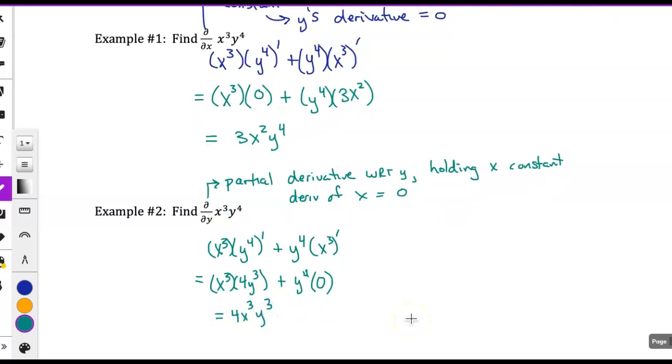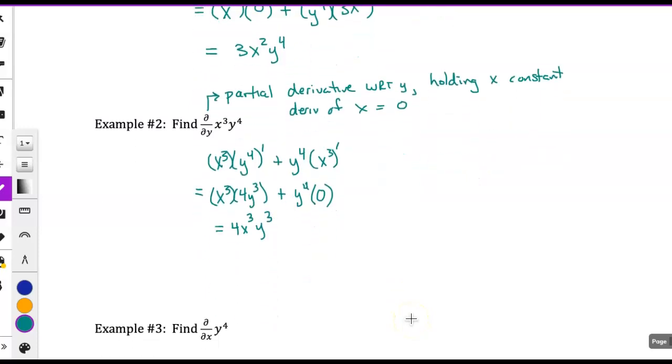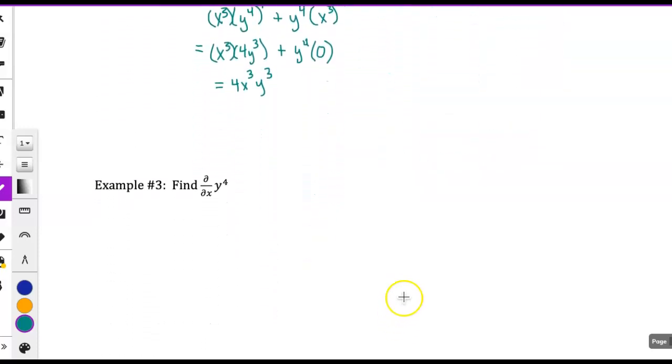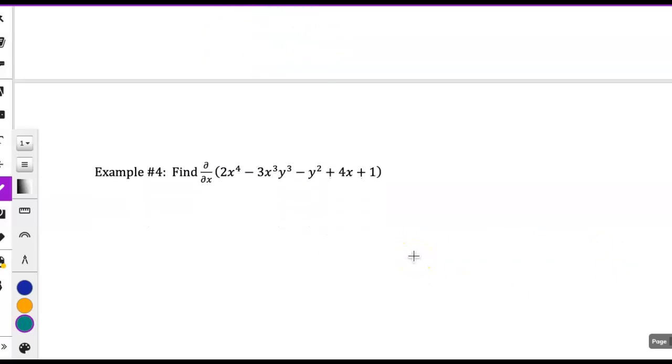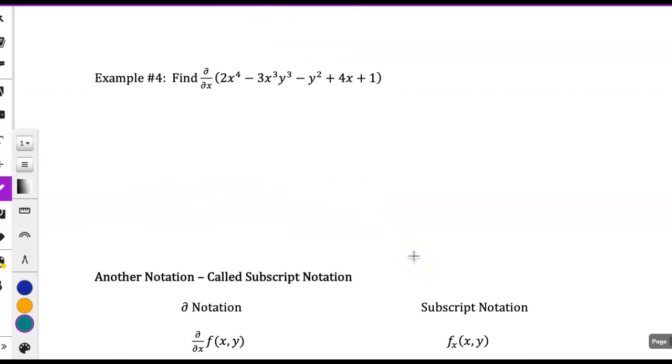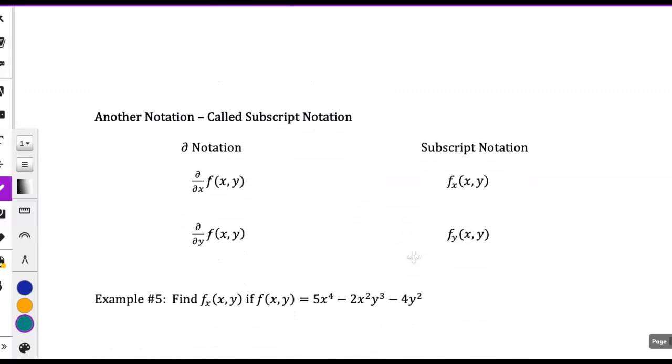Okay? We did one more example in class. We looked at this one here, and this is taking the partial derivative with respect to x of y to the 4th. Well, y is constant. So if you take the derivative of a constant, because we're differentiating with respect to x, you just get 0. Okay? The homework that I gave them was to finish example 4, and then I showed them another notation.